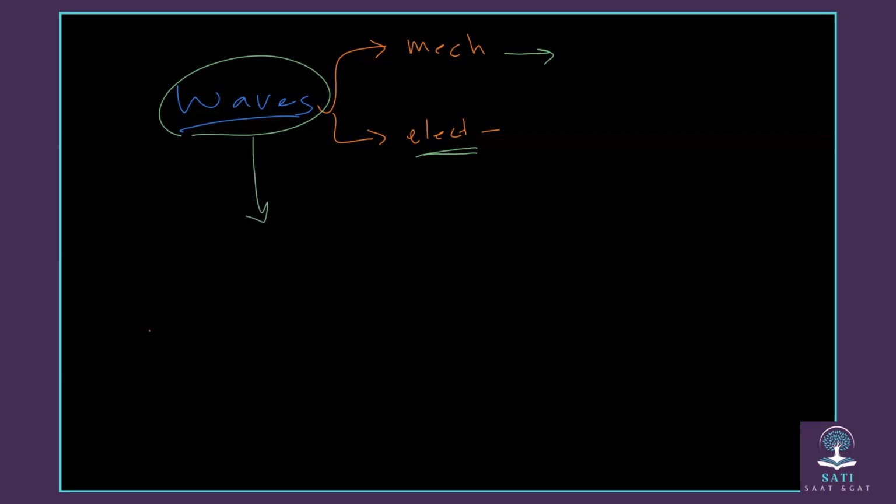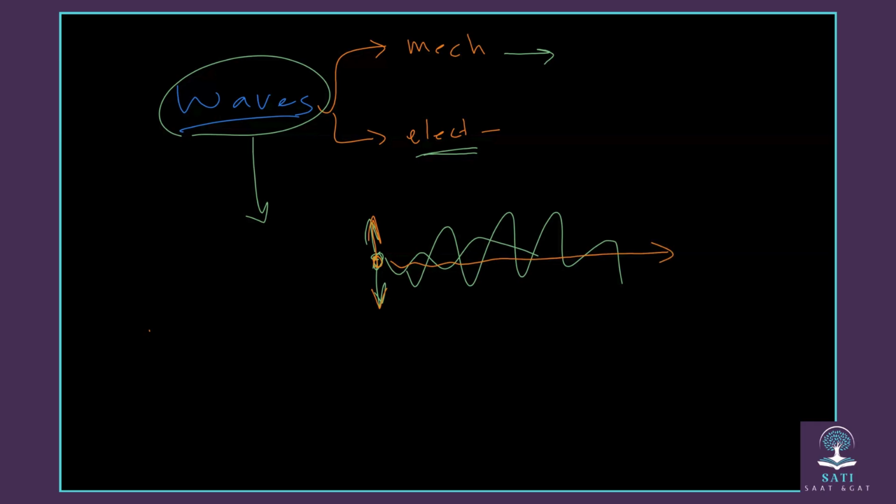And we can also classify waves based on their movement. For example, if you have a rope here, and this is your hand, and you shake your hand up and down as fast as possible, you're going to see the rope moving this way. The force that you are exerting goes up and down, while the wave mainly goes to the right.